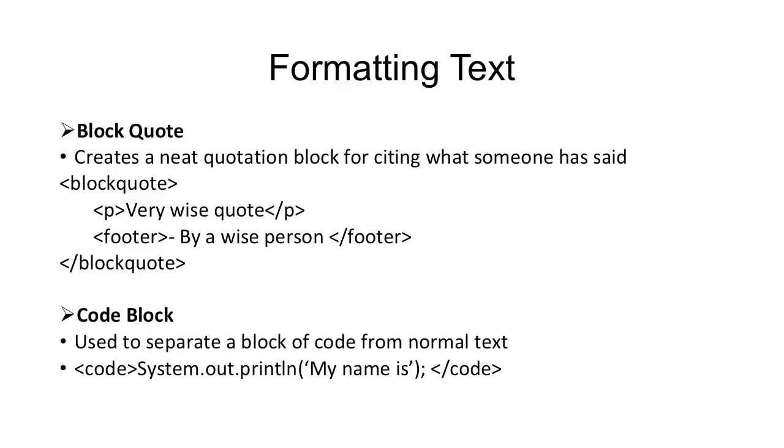You can use the code block tags. These tags are used to separate blocks of code from normal text. The tags you use are simply the code tags, and then you enclose your code within those tags. Let's just have a look at these text formatting tags in the next video.